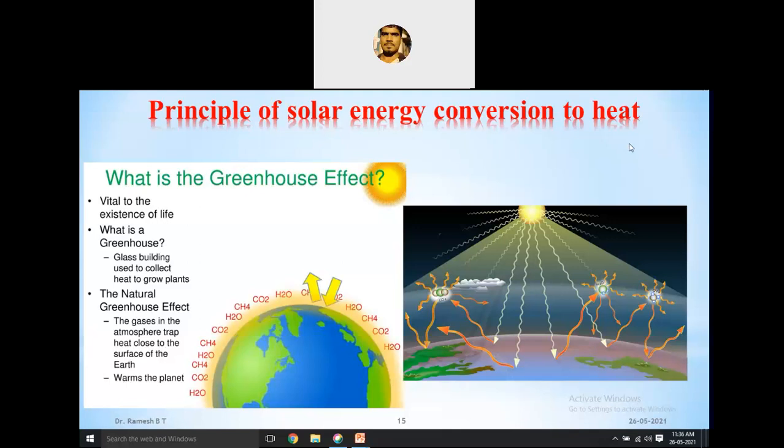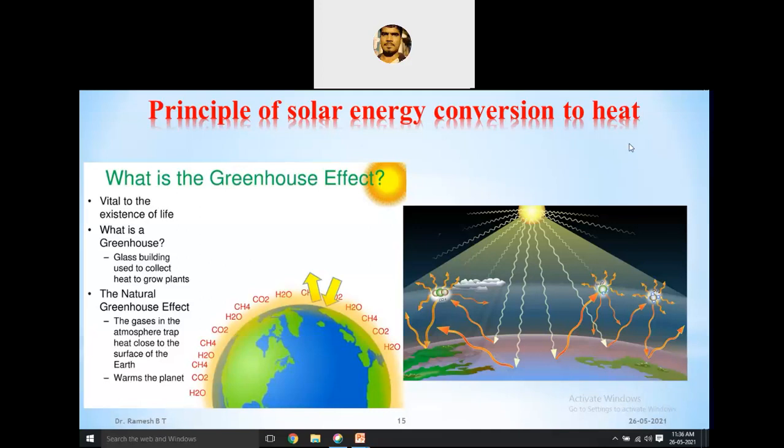The natural greenhouse effect means that the atmosphere has many gases like H2O, CO2, CH4, O2, CO. There are n number of gases, and those gases in the atmosphere trap heat close to the surface of the earth. Trap means they absorb the heat and won't allow it to dissipate. Because of this process, the temperature of the atmosphere increases and slowly warms the planet.